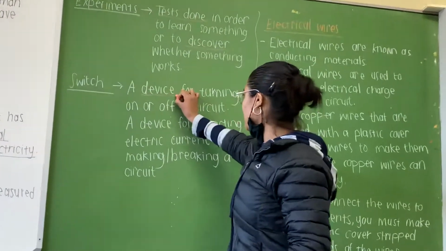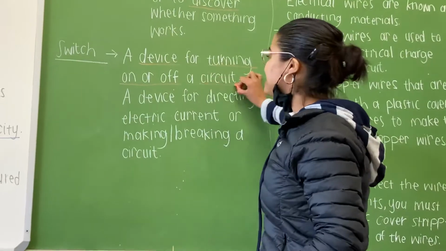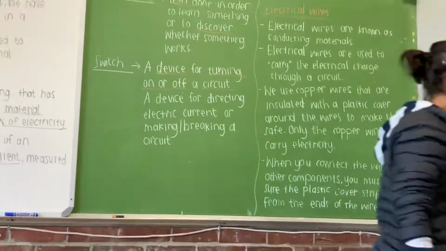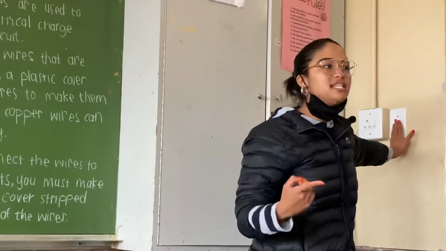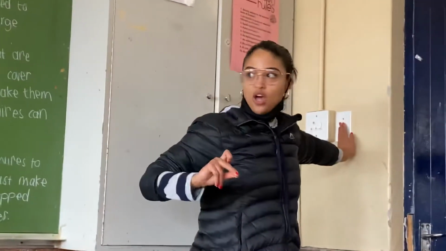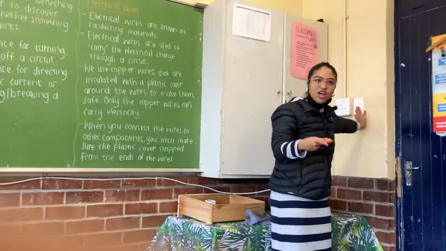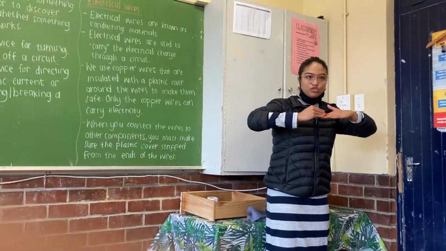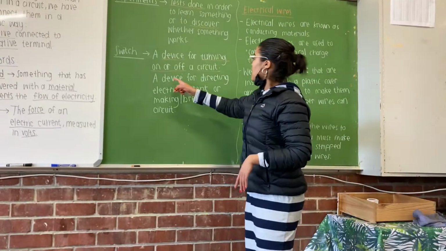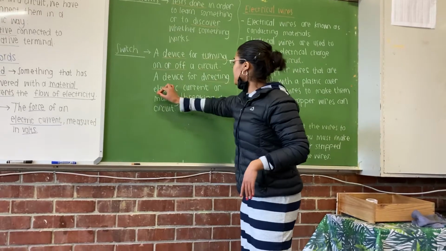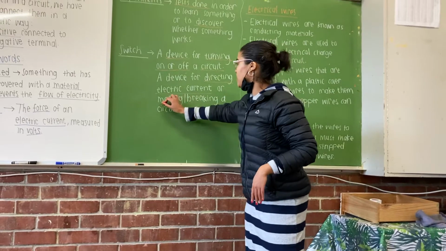It's a device for turning on or off a circuit. Look at this. When I turn it off, the circuit is off. The circuit is what we say broken. When I turn it on, the circuit is on. The circuit is closed. Okay, the switch is closed. A device for directing electrical current or making or breaking a current.